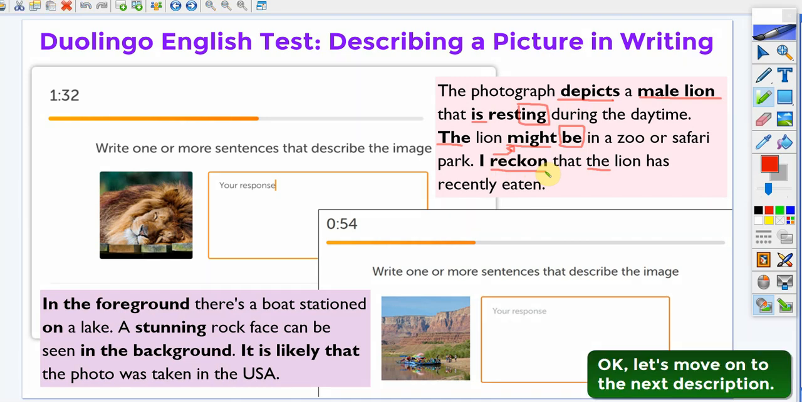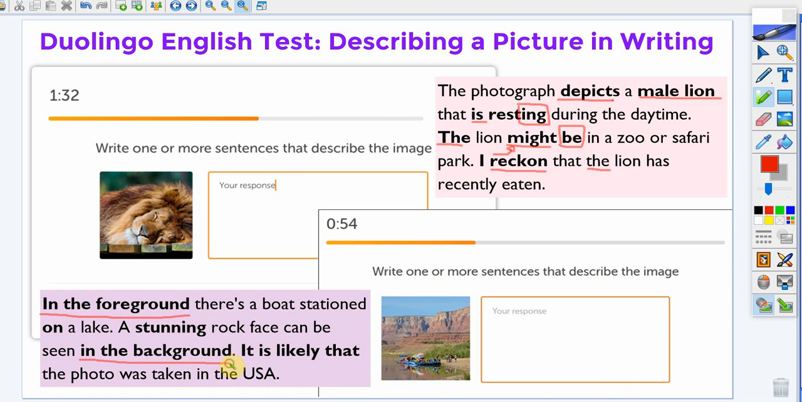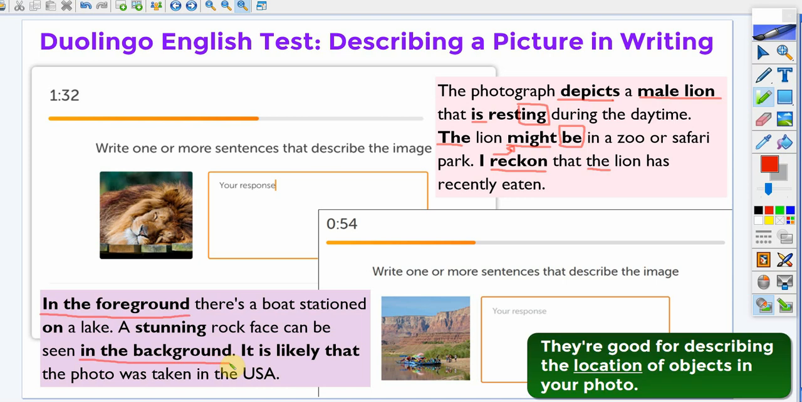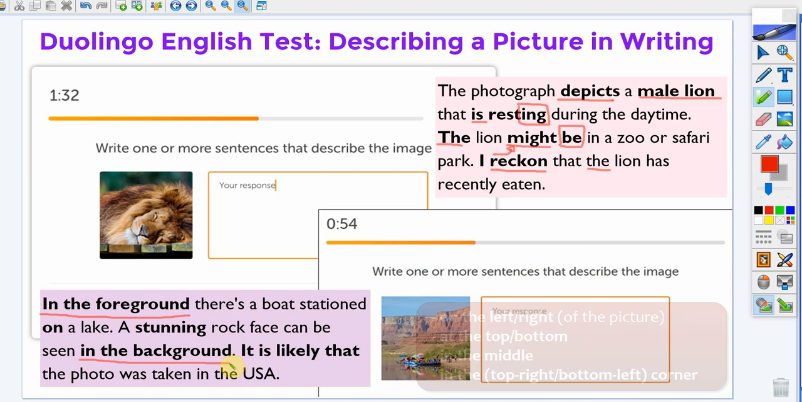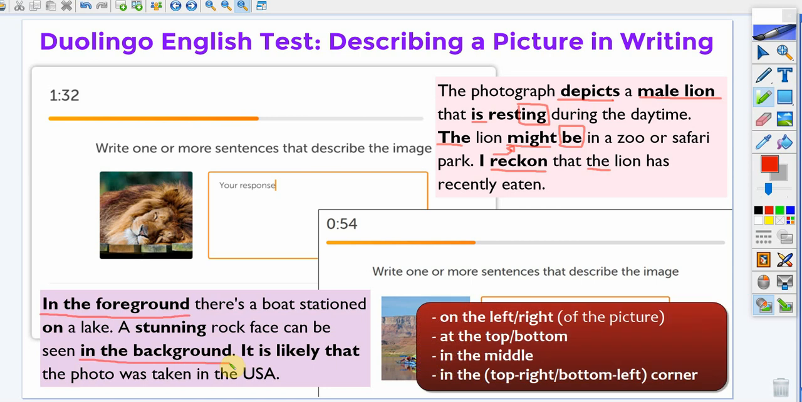Okay, let's move on to the next description. If it's possible, use these phrases. They're good for describing the location of objects in your photo. In the foreground means at the front of the picture, the part that is nearest to you. On the screen now, there are some more phrases that you can use to describe the location of objects in your photograph.